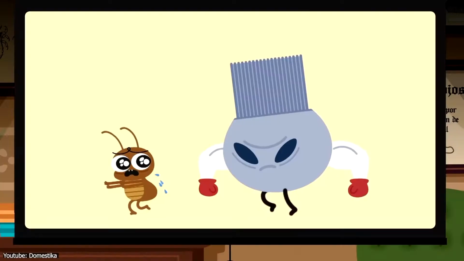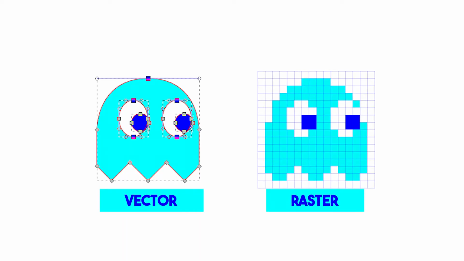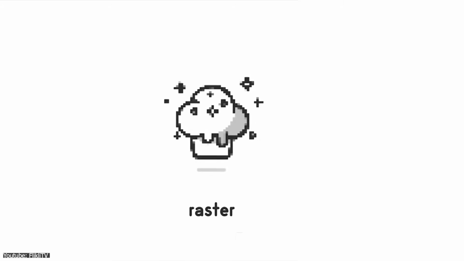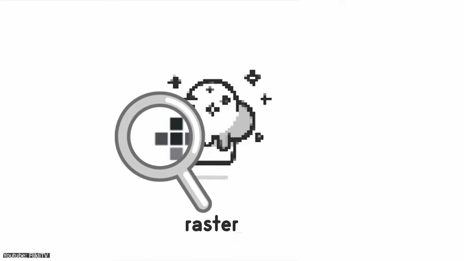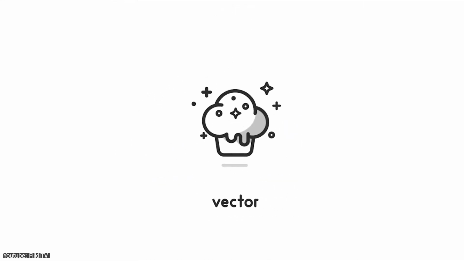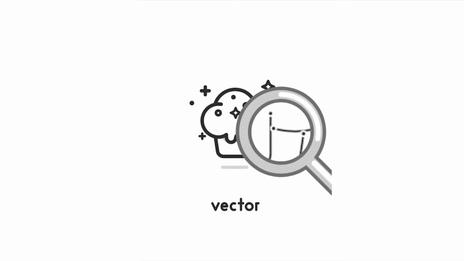Let's start off with a basic definition of vector and raster to freshen up your memory. Long story short, the composition of raster graphics is made out of pixels that, upon transformation, will lose their quality. On the other hand, vectors are composed of paths, which allows them to be transformed without losing quality.